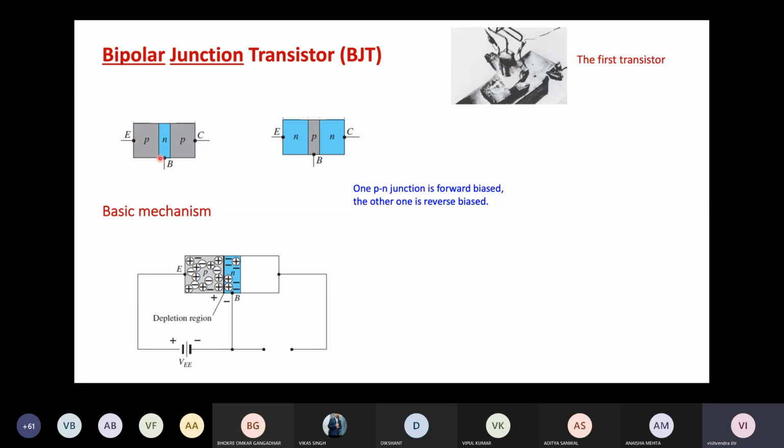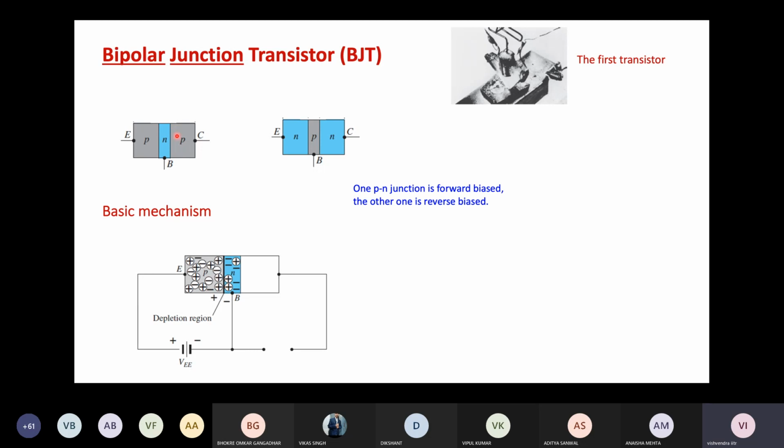For example, if we take the case of a PNP BJT, while we want to achieve amplification, the first PN junction is forward biased and the second PN junction is reverse biased. The convention is that the left terminal of the transistor is known as the emitter terminal, the middle one is the base terminal, and the right one is the collector terminal.